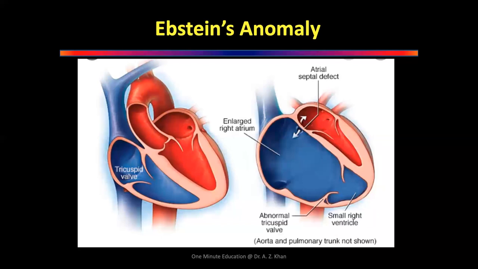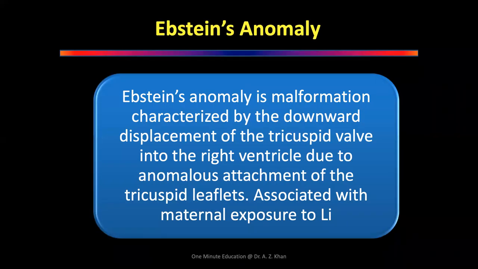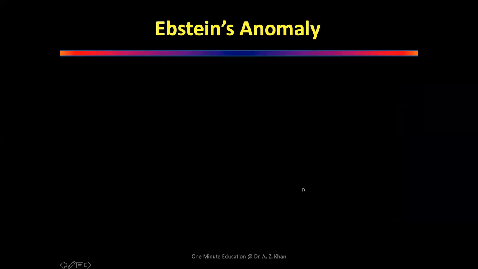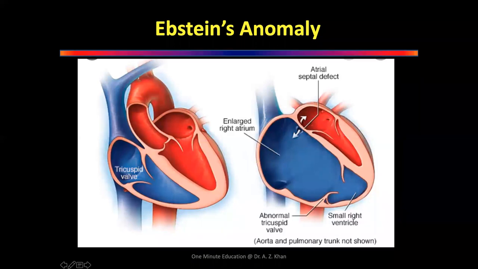Yes, sir. Okay, this is Ebstein's anomaly, okay? What happens in Ebstein's anomaly is a malformation characterized by a downward displacement of the tricuspid valve into the right ventricle due to anomalous attachment of the tricuspid leaflets. It is commonly associated with maternal exposure to lithium. Lithium is a chemical agent, okay? This is where the tricuspid valve is supposed to be. In Ebstein's anomaly, it's way down here. So your right ventricle is small, your right atrium is very large, and usually it is associated with an ASD, okay? That is Ebstein's anomaly.